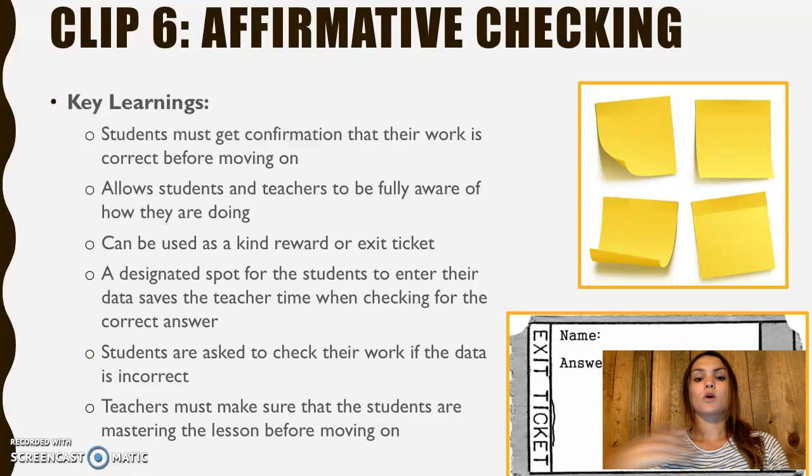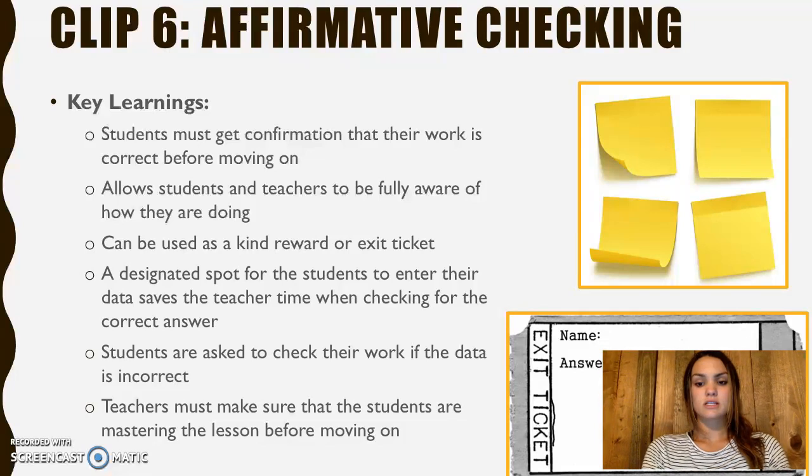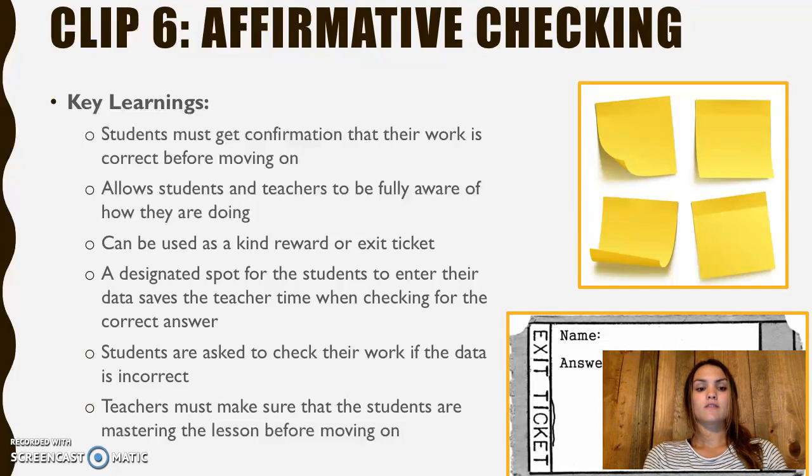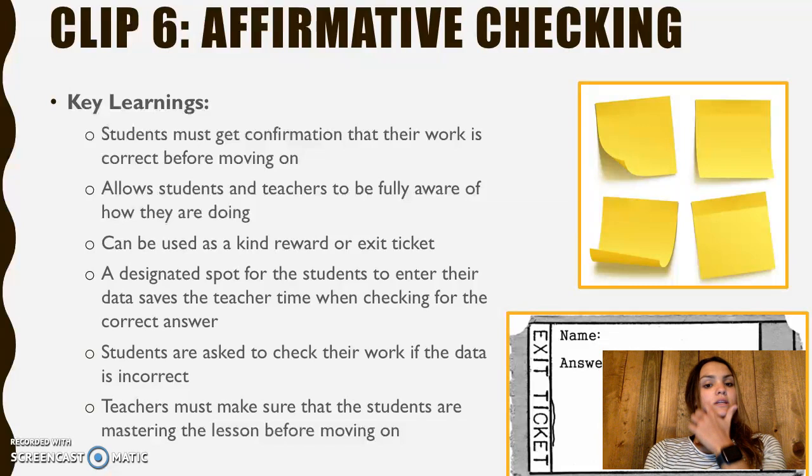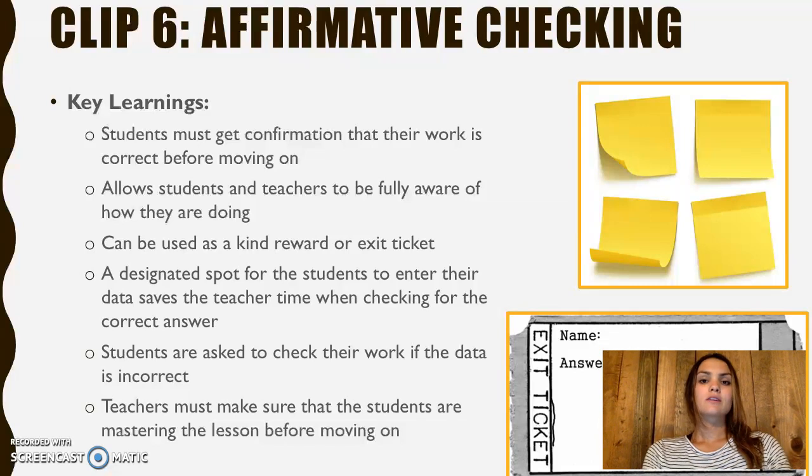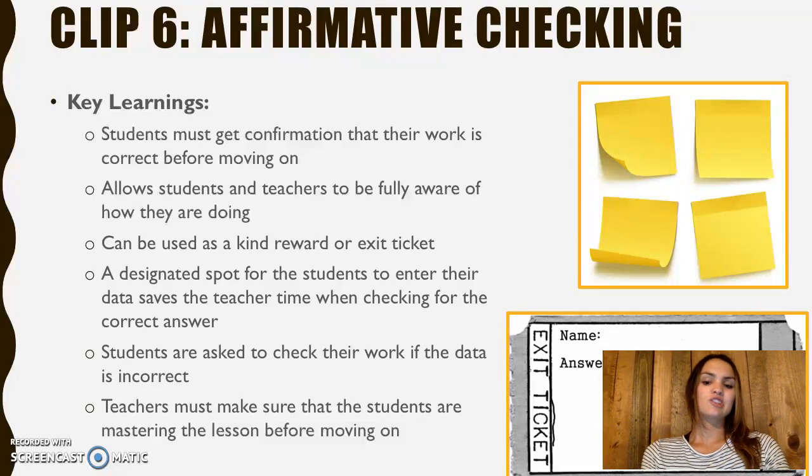And a designated spot for students to enter their data, which is the sticky note and the exit note. And students are asked to check their work if the data is incorrect. So the teacher in the video, she would review the answer if it was incorrect and say, go check your work, which was a positive incentive, but it wasn't saying that they were right and they needed to go try a little bit more. The teachers must make sure that the students are mastering the lesson before moving on. So the teacher must make sure that they are getting the correct answers and not just letting them slide by just to get to the next thing and save time.